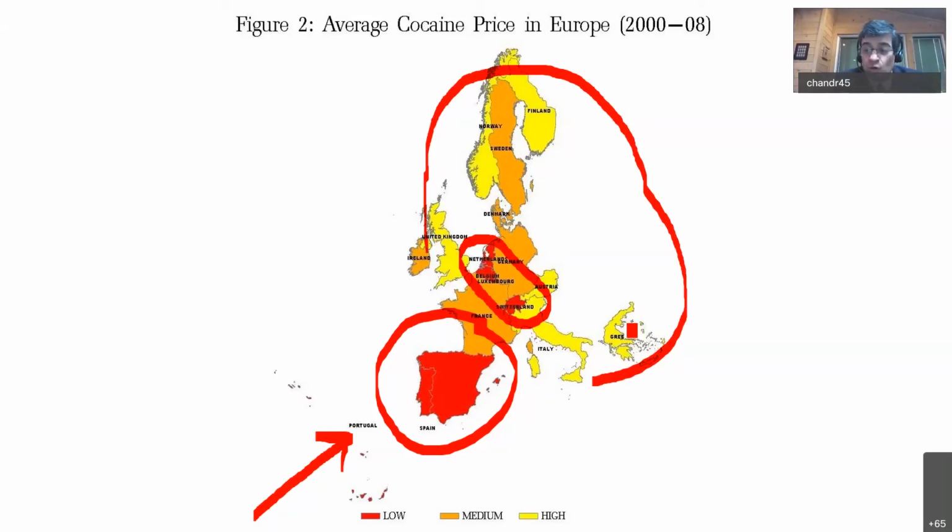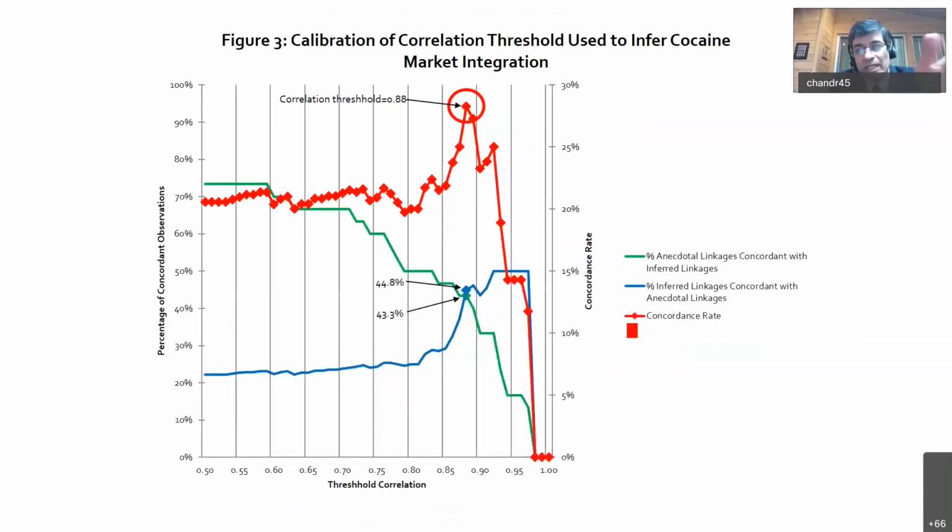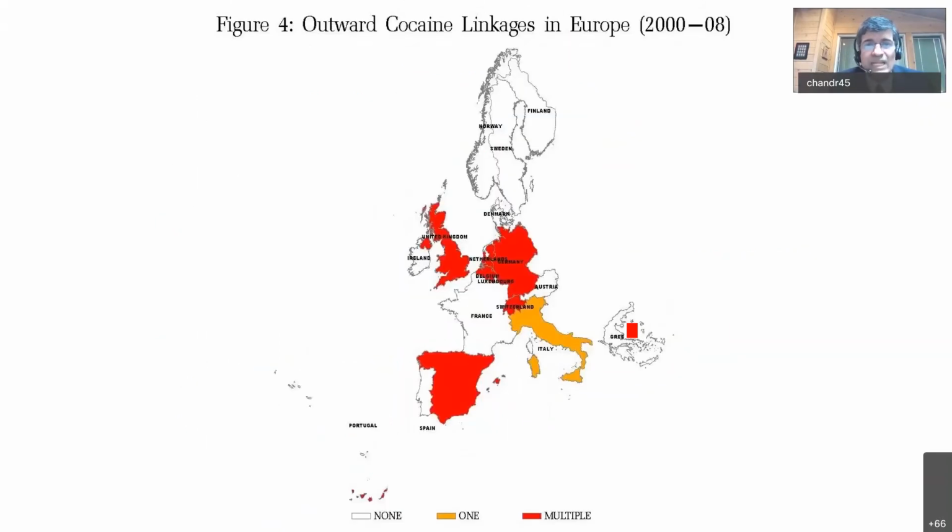So these are cocaine prices. We did the same kind of analysis. We looked at price correlations and price differentials to talk about direction of flow. And we came up with a categorization of 17 European countries based on whether they were receiving cocaine or sending cocaine or both. So we did the whole calibration exercise, same concept that I showed you earlier. And what we found is these are the countries that tend to have the most multiple, or at least one, outward cocaine linkage.